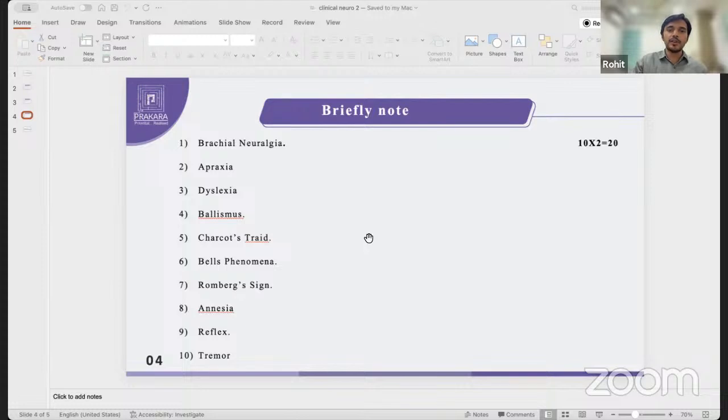Next question is Bell's phenomenon. Bell's phenomenon is basically a physiological phenomenon. On closing the eyelid, the eyeball moves upwards and inwards. This is a naturally protective mechanism that the human body has developed. When any individual closes the eye, the eyeball moves upward and inward. So this is normally not appreciated.